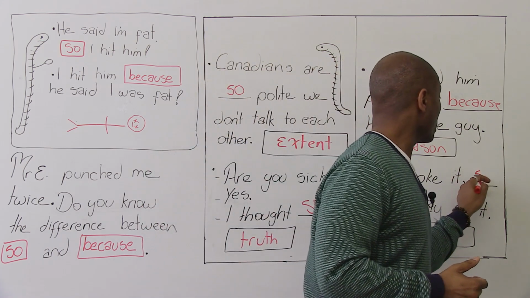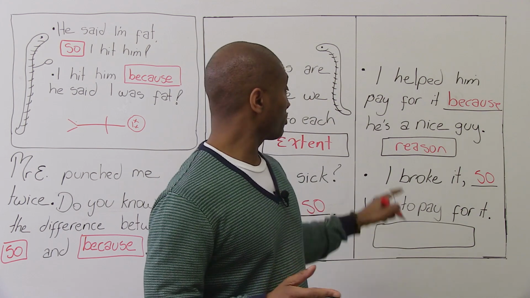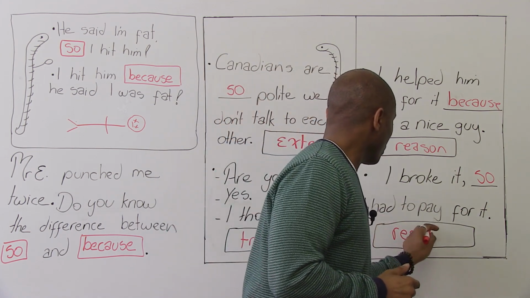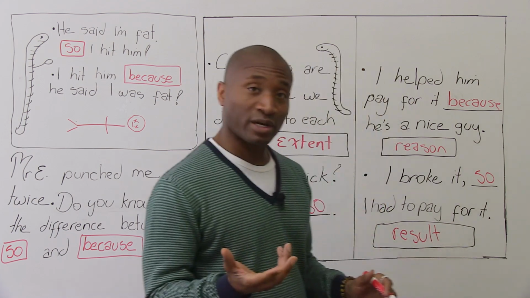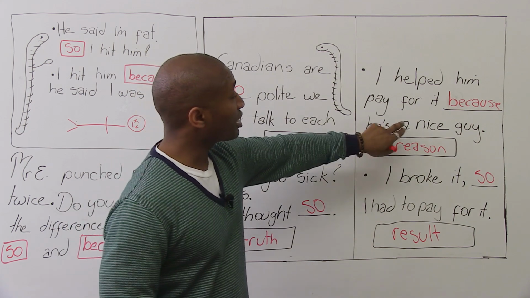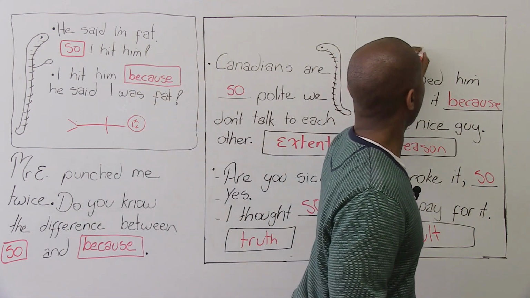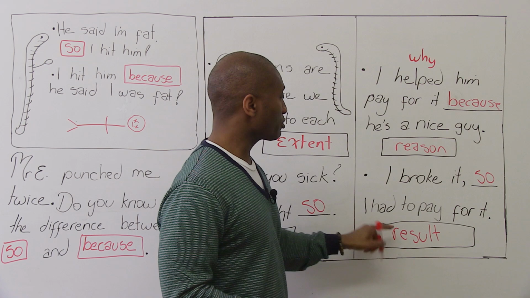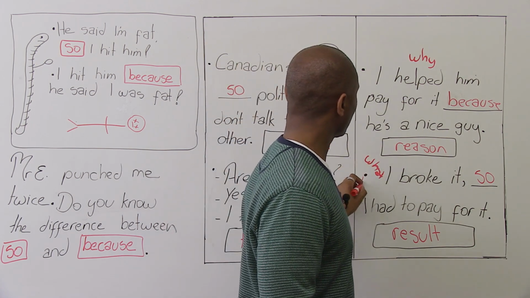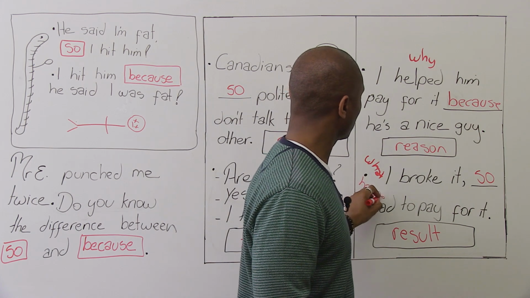Okay? So we're going to use so. And so is what? Remember we said reason? Then we say result. The result of my action, breaking it, caused me to have to pay for it. Remember we said because is for why. And when we say result, and we use so, it's what happened, right?